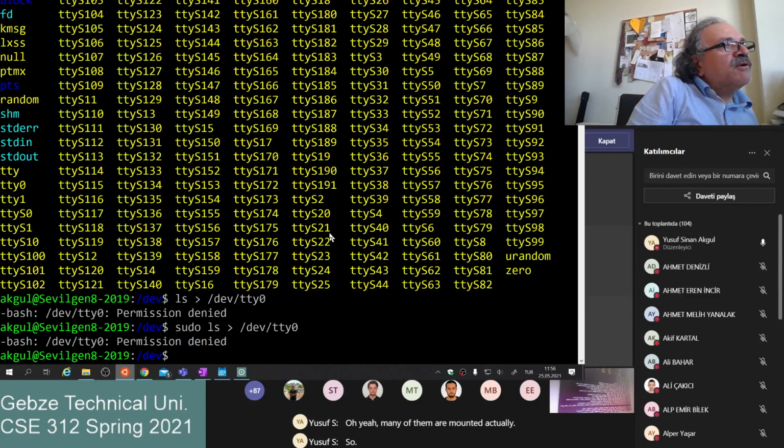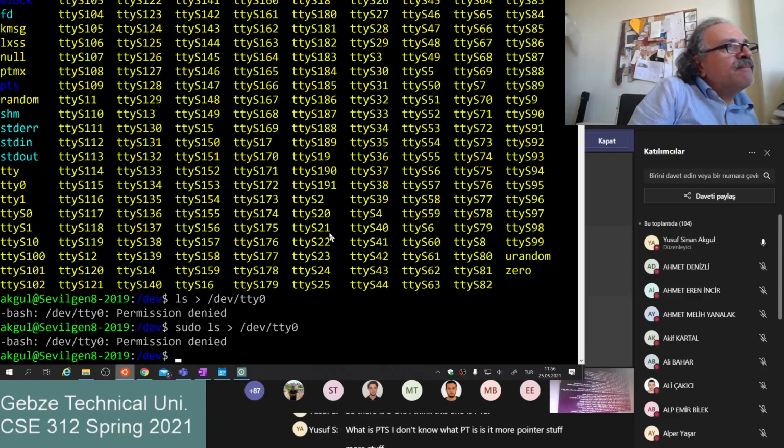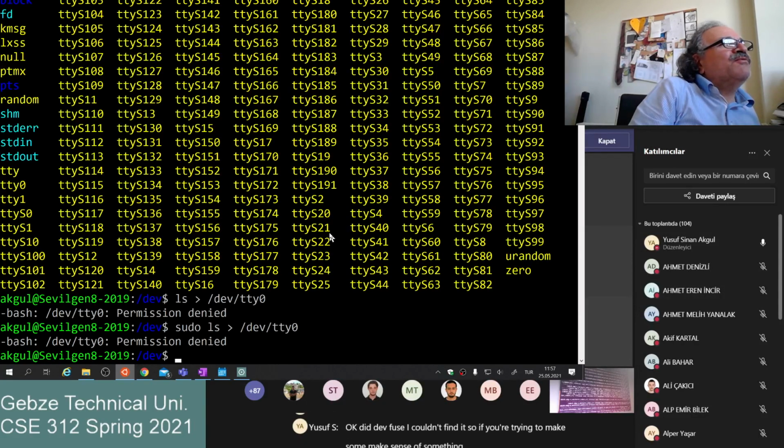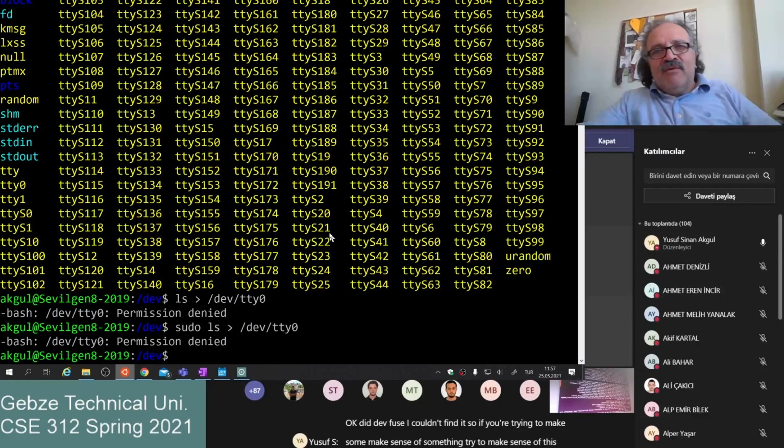So there is, okay, I think this one is PTS. What is PTS? I don't know what PTS is. Is it my pointer stuff? Mouse stuff? I don't know. I don't know the details of this stuff. You need to look them up. I was trying to find my hard drive. Which one is my hard drive? NTFS. Okay, dev fuse. I couldn't find it. So if you are trying to make sense of something, try to make sense of this stuff, not the stuff on my computer.